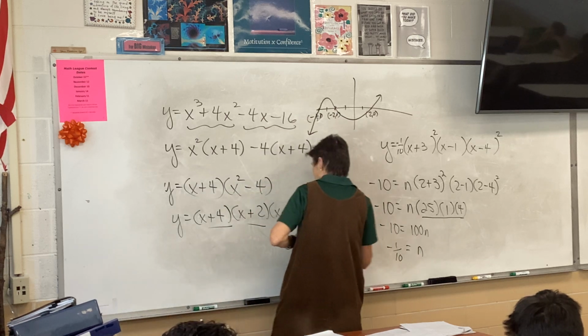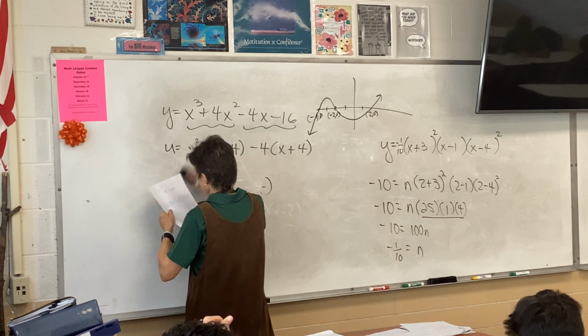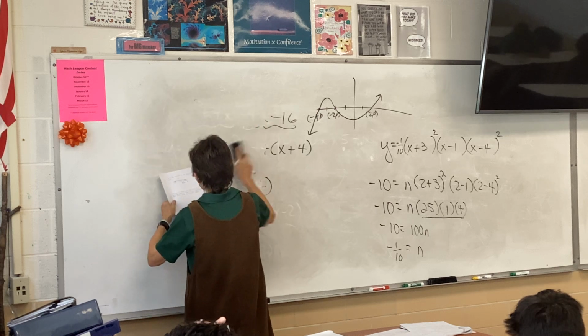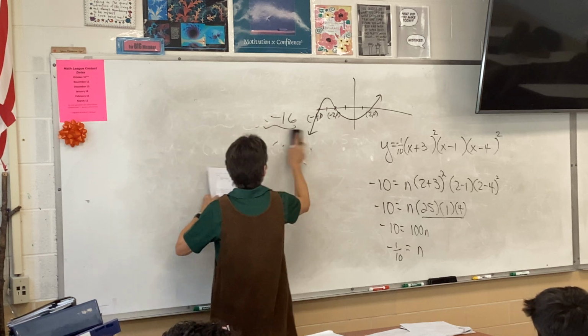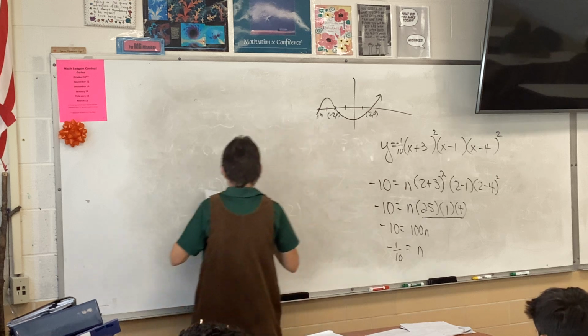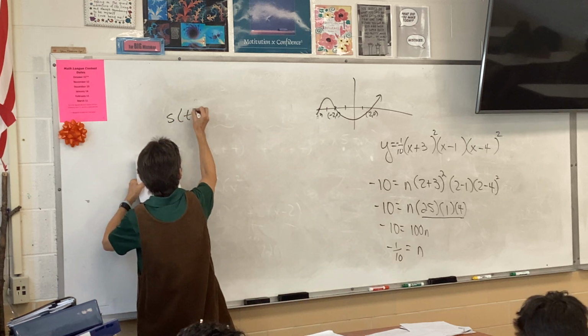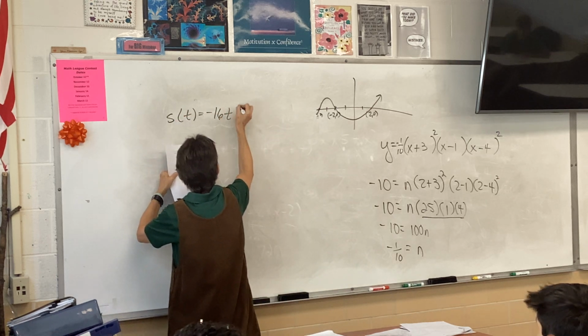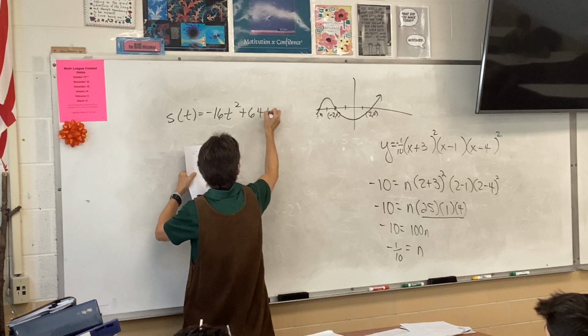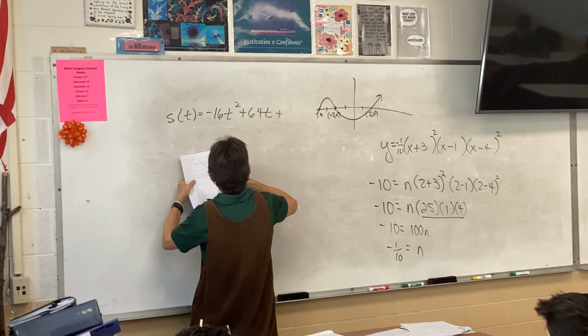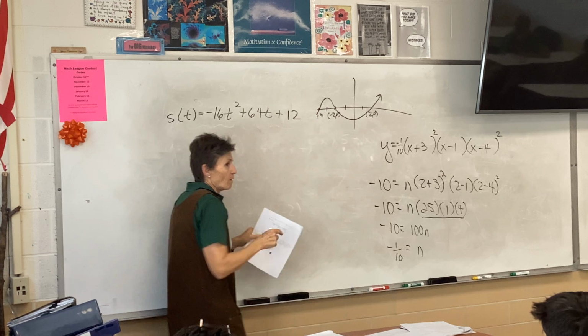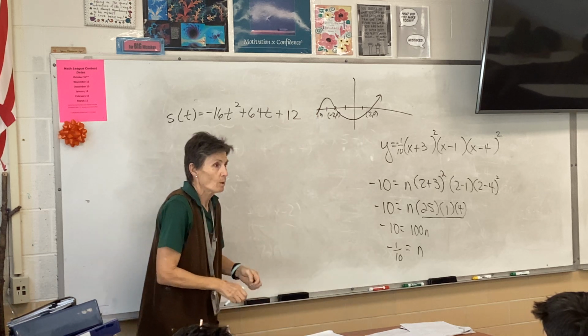All right, one more. Number 12. A stone is thrown upward so that its height above the ground is given by this equation. I don't know what that last number is. I'll just say 12. I don't know what it is. Let's say 12.